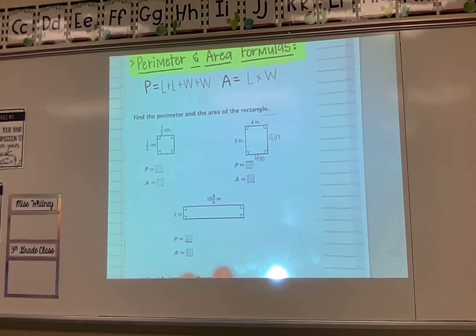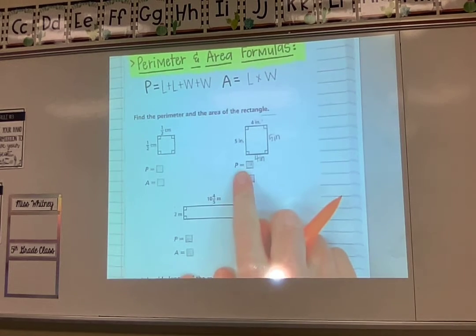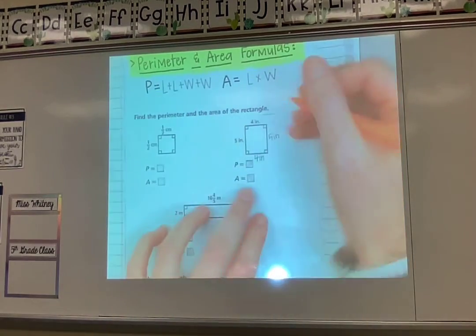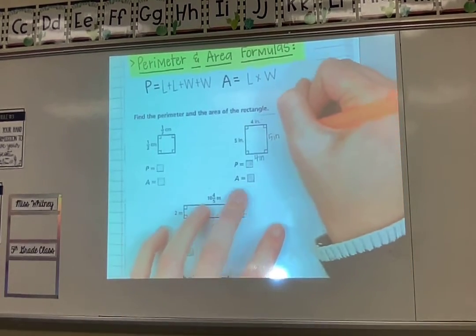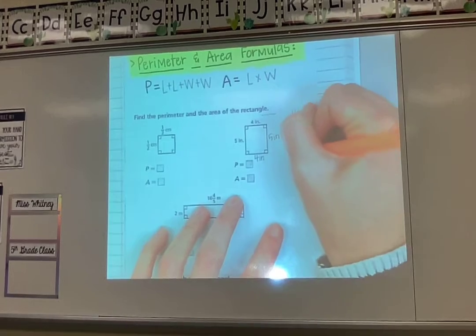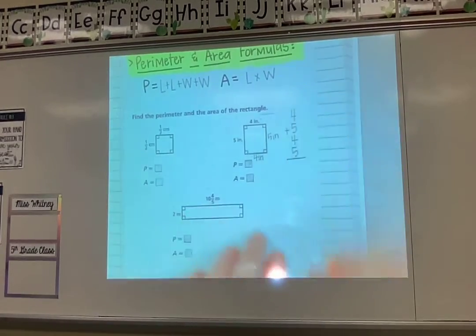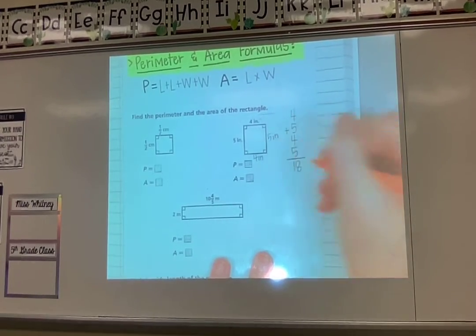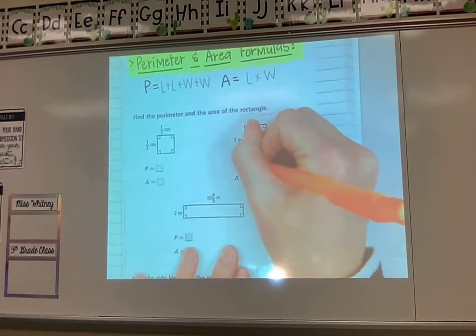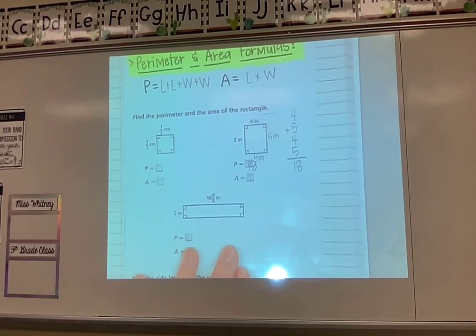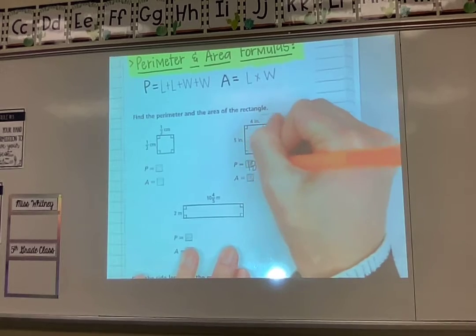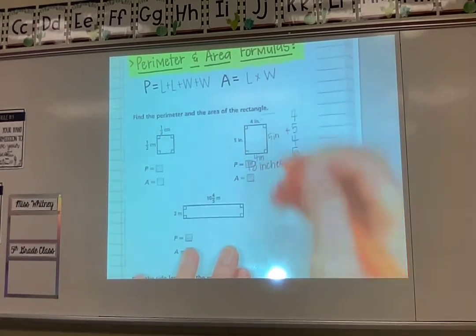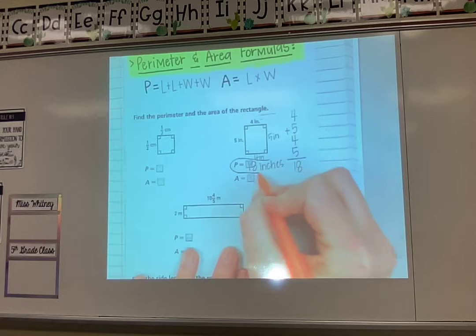Once I have those filled in, I can go ahead and start first by finding the perimeter. Remember, perimeter means add up all the sides. So I have a 4, a 5, a 4, and a 5, and I'm just going to add all of those up. All of that together would be 18. So my perimeter for this rectangle would be 18. And then I always need a label. In this case, it's inches because that's how they are measuring. So the perimeter for this rectangle would be 18 inches.